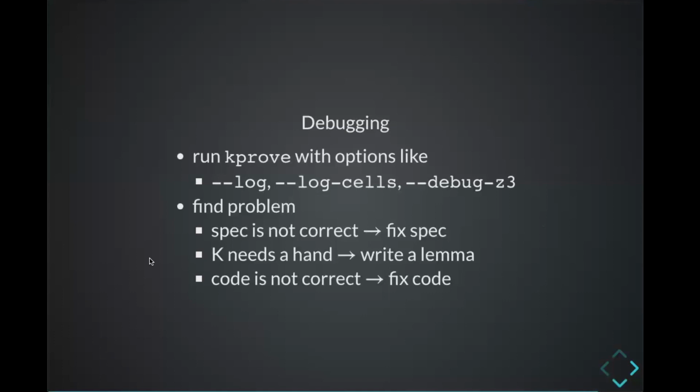Or your spec is correct and K just needs a little human help. That's why I say it's not 100% automated. There are times when K struggles, and then you help it by writing a lemma. Or, in a rare case, but the most important case, your code is not correct. You have just discovered a security vulnerability. And that's the whole point for why we do formal verification.